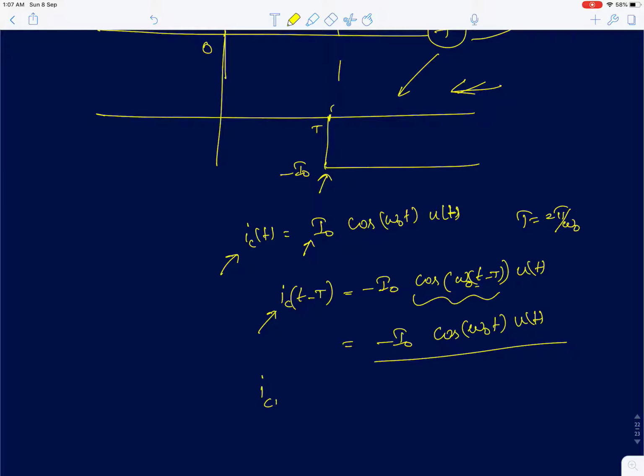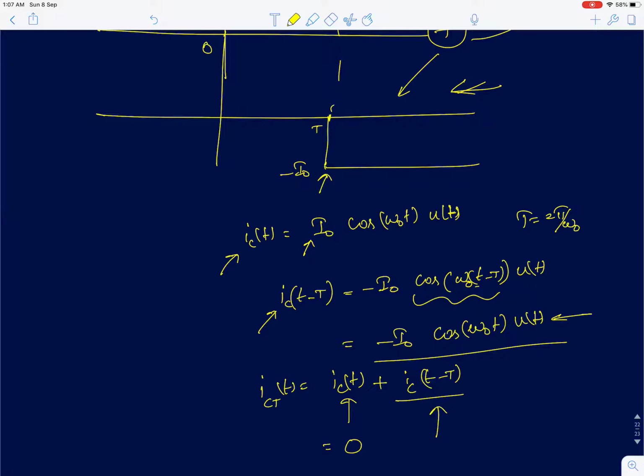Okay, the total current, I'll write it as IC of t, will be IC of t because of the first step input plus IC of t minus T because of the step input that's applied after t equal to T seconds. The sum of the two will be 0. So mathematically you can show it, and similarly you can show this for every result.